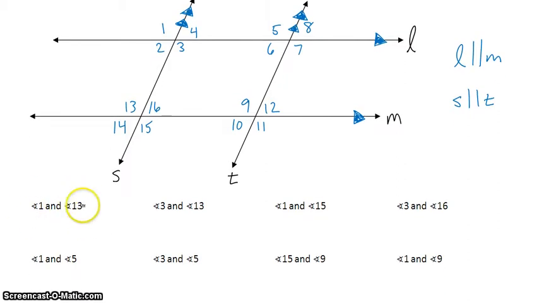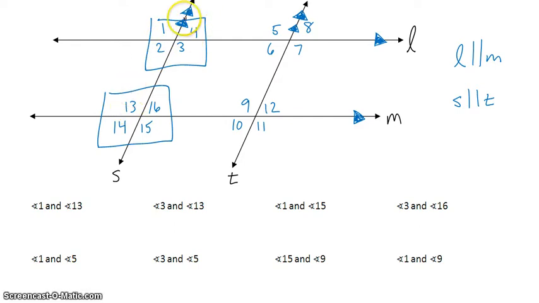Let's look at our first pair of angles. Angle 1 and angle 13. Angle 1 and angle 13 are both on line S. So S is my transversal between 1 and 13, and my parallel lines are L and M. 1 is in the upper left corner, and 13 is in the upper left corner. So 1 and 13 are corresponding. And since L and M are parallel, my corresponding angles are going to be congruent.